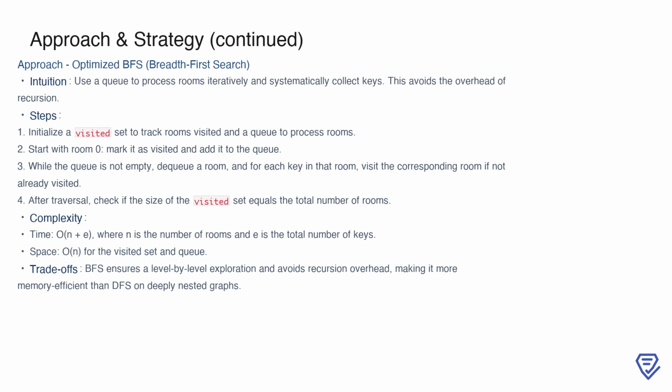This approach still has a time complexity of O(n + e), but it avoids the overhead of recursion by using an iterative method. Additionally, the space complexity is efficient, with memory used for the visited set and the queue. BFS is particularly advantageous because it explores rooms level by level, avoiding the inefficiencies of revisiting already explored rooms, and it handles deeply nested graphs more effectively than recursive methods.